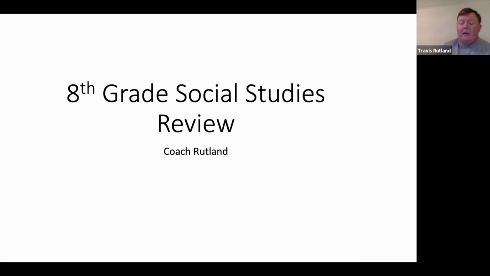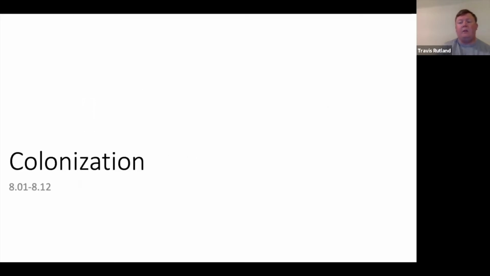Basically, I've broken this down into the 9 units, and we are going to look at each standard, hit the highlights, things that we may need to remember for the test, and then move on. First we're going to start off with the unit of colonization. That is standard 8.01 through 8.12. The 8 basically just stands for 8th grade, and then 0.01 to 0.12 are the standards. We have 75 in total, so it's going to be broken up into about 9 different parts for each unit.